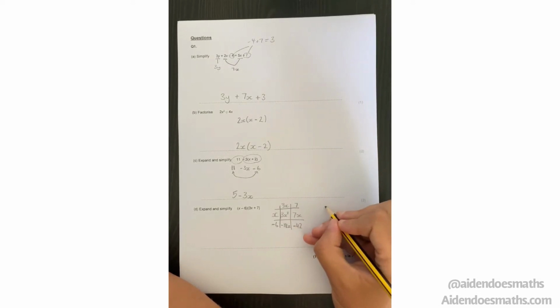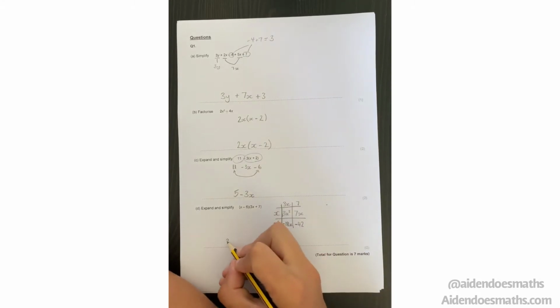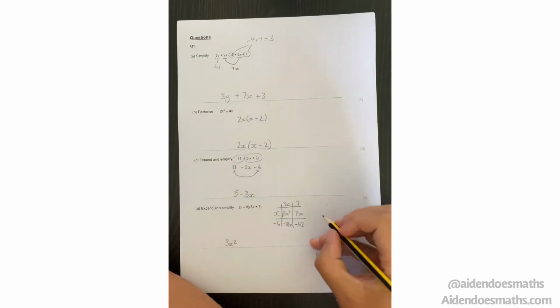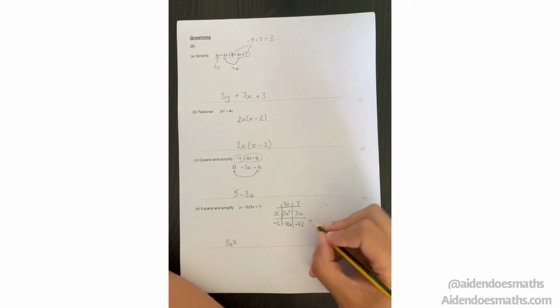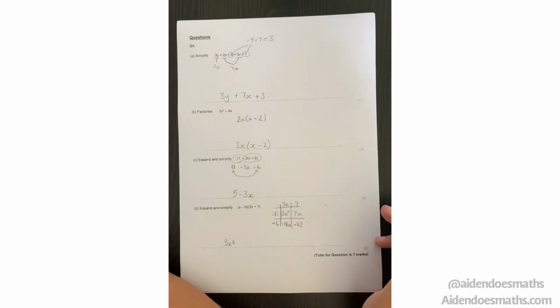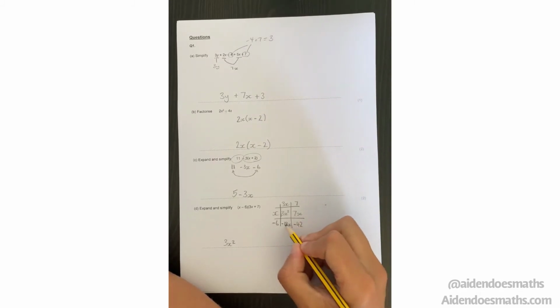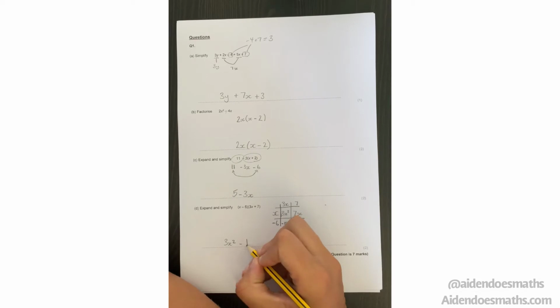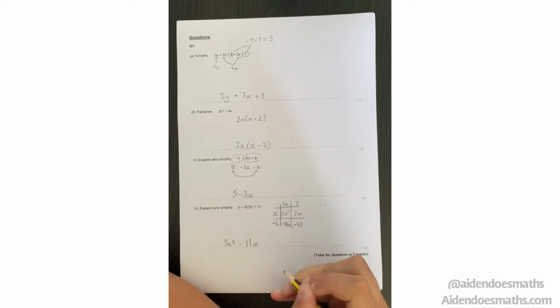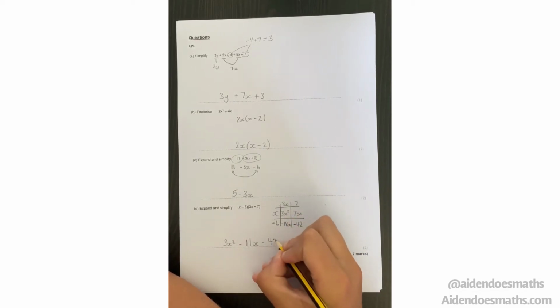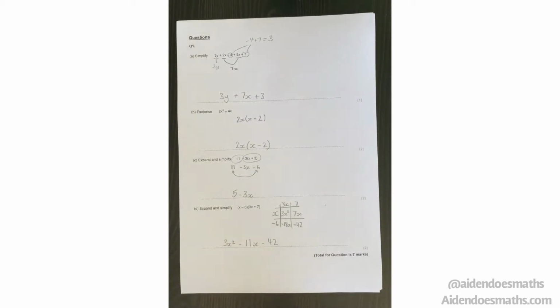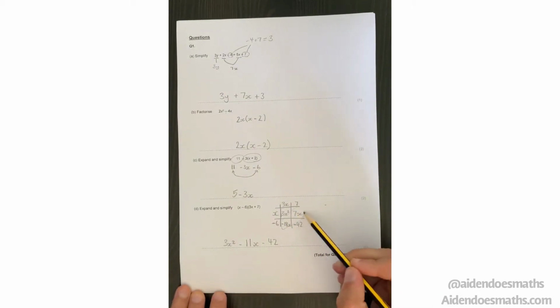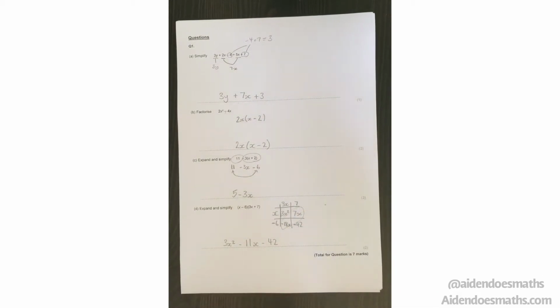We need to add all of those up. So we've got 3x squared. Okay, 7x take away 18x. We're going to start with our 18, maybe add 7, or the other way around, whatever you prefer. Anyway, minus 11x. Then minus 42. When it says simplify, it just means collect those like terms there, so the coefficients of x.